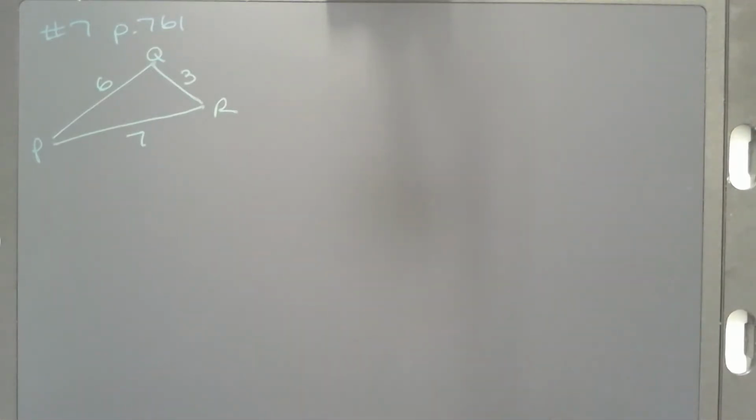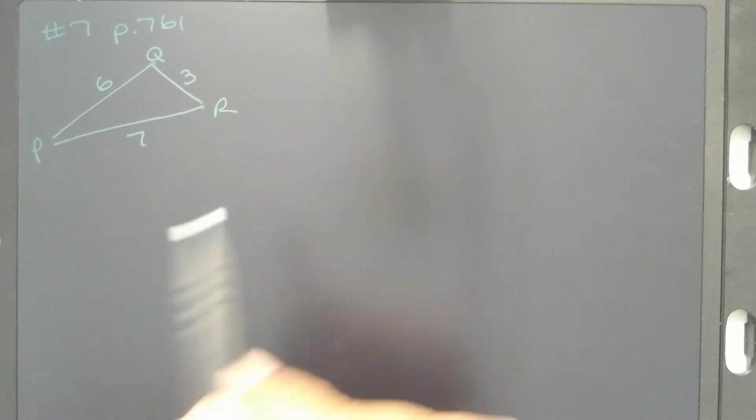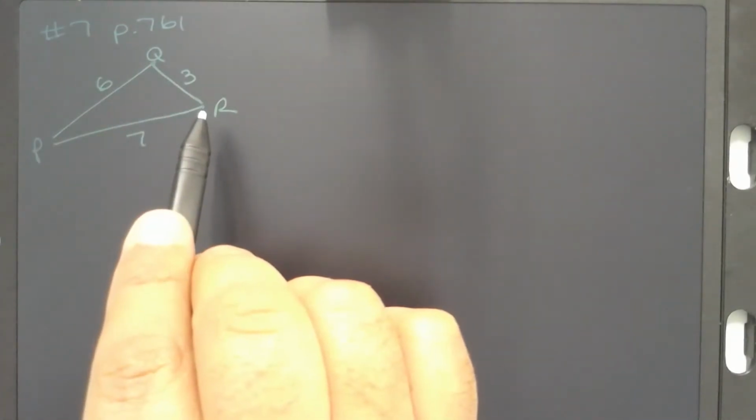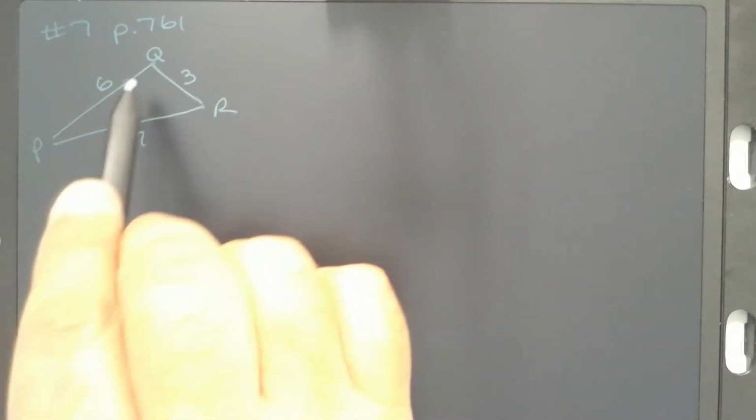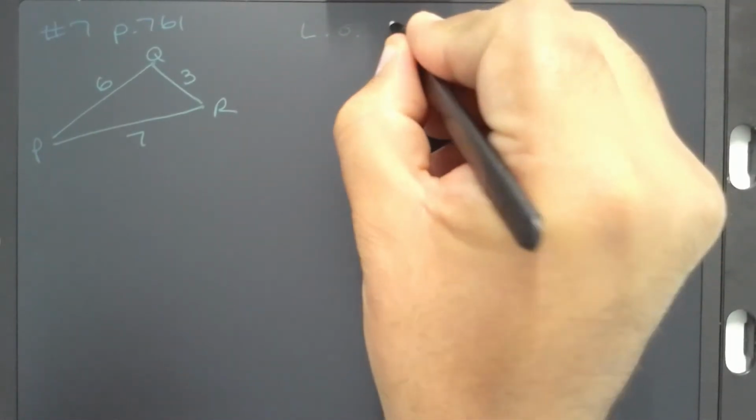All right, we have the following question, number 7 on page 761. We have triangle PQR with the given sides 6, 3, and 7. If we're trying to find the angle P, angle Q, and angle R, we cannot apply the law of sines here because we don't have any of the angles. So in this case, we can apply the law of cosines.